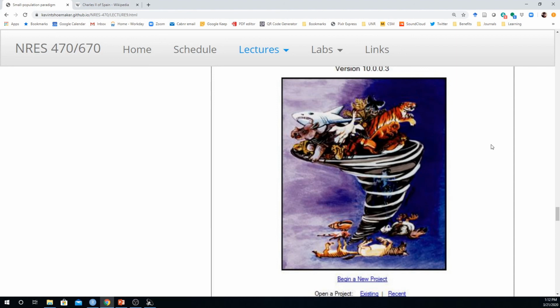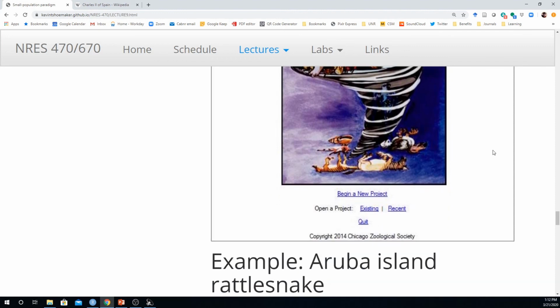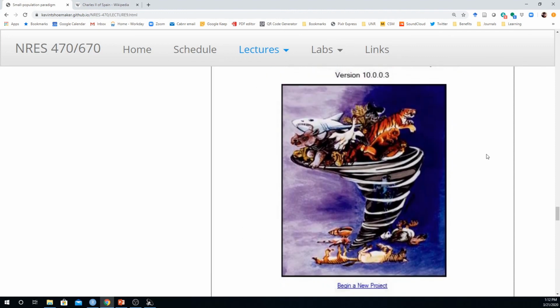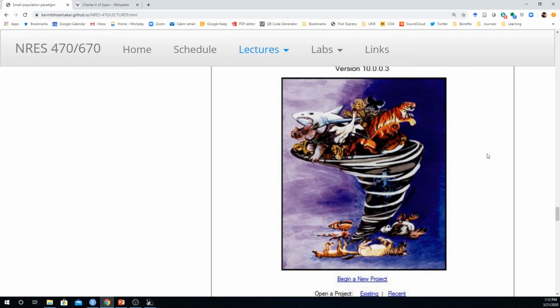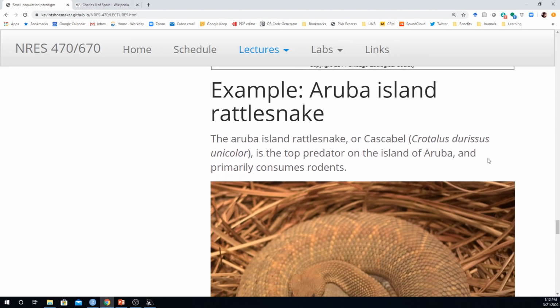So anyway, this is Vortex. It's a good software for PVA, but it's a little bit hard to use, so I would still recommend in your final projects that you use Insight Maker. The final thing I wanted to say here is just bring up this example, and the top hat questions afterwards will be based on this example.